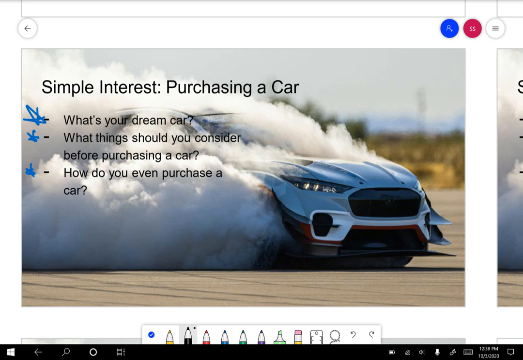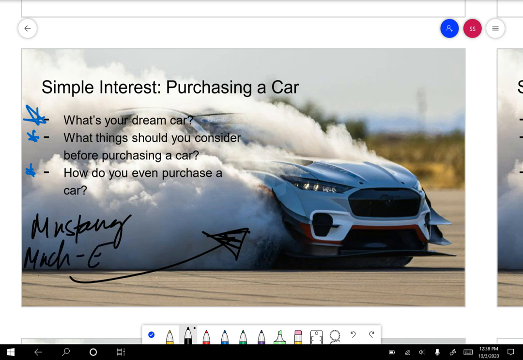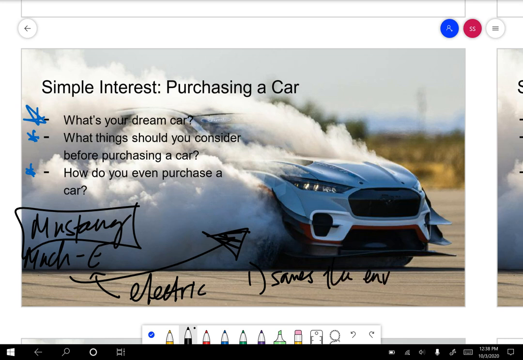And I'll just tell you while you're thinking about it, I actually chose this picture because it's one of the cars that I would love to have. It's a Mustang Mach-E is the model. The E here is for electric. So it's a Mustang car. They call it the Mach-E because it's an electric car. So it's basically as cool as all your other Mustangs, but it's electric. So one, it saves the environment, which is incredible in itself.